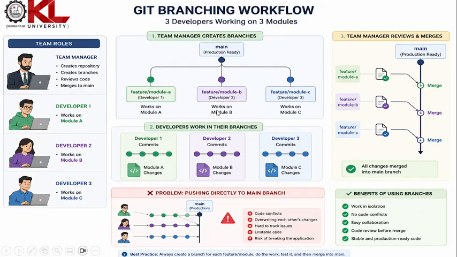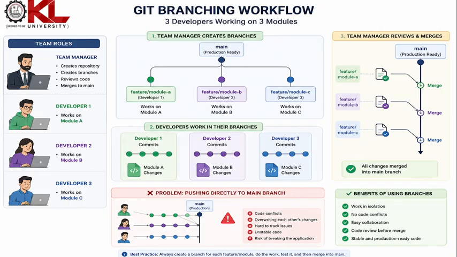After the developers commit their changes, the team manager, the team leader, will review the code. He will open module A and review the code. He will test the functionality. He will resolve the conflicts. If everything is good, then he will approve the changes and merge the changes into the main branch. Similarly, he will go to module B, review the code, test the functionality, and if everything is good, merge it into the main branch.